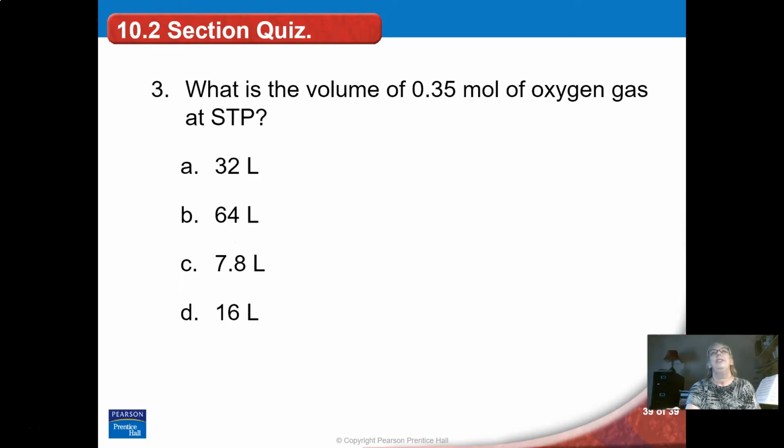All right, now we're going to use that magic 22.4 liter relationship for STP. 1 mole is that, and use it here to get a volume. So pause it, try to do this one yourself, and you should get this answer here when you're done.